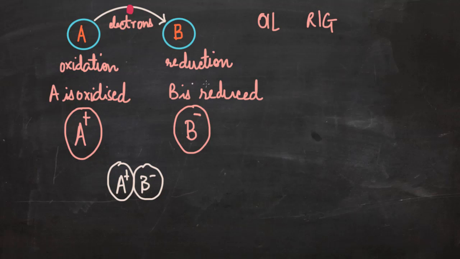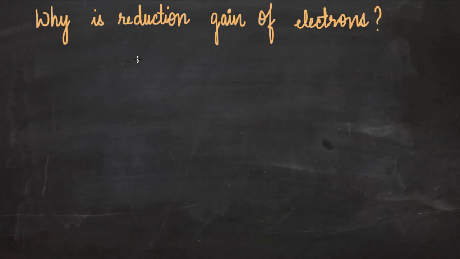Now reduction is gain of electrons. I'm saying that reduction is gain of electrons. But when I say reduction, don't I mean something is being reduced? Why am I using reduction for gain of electrons? Well, let's see the reason behind this. Reduction is gain of electrons. So, what is the charge on an electron?